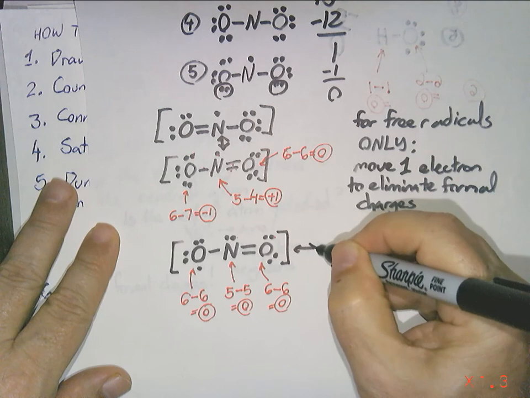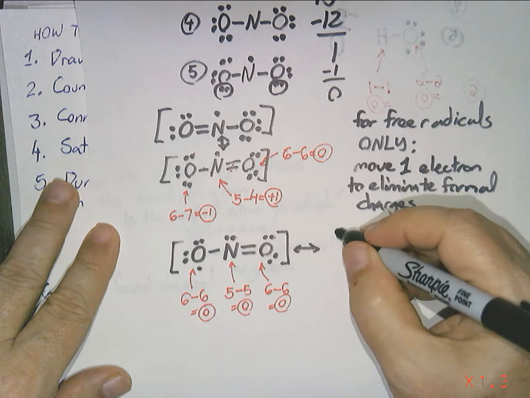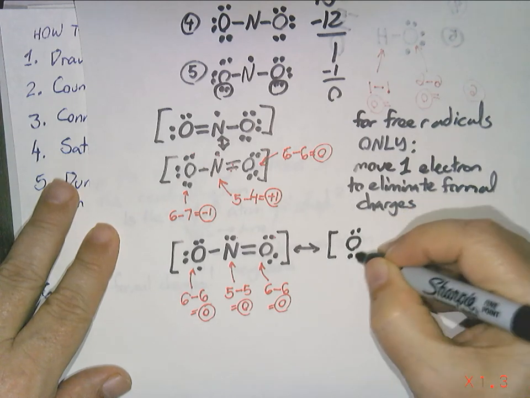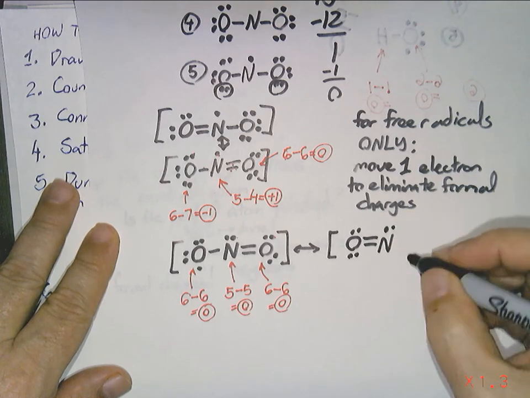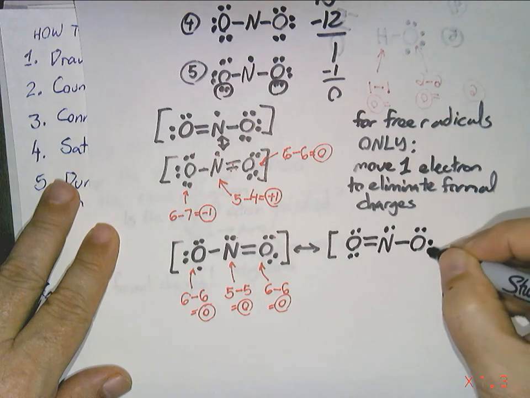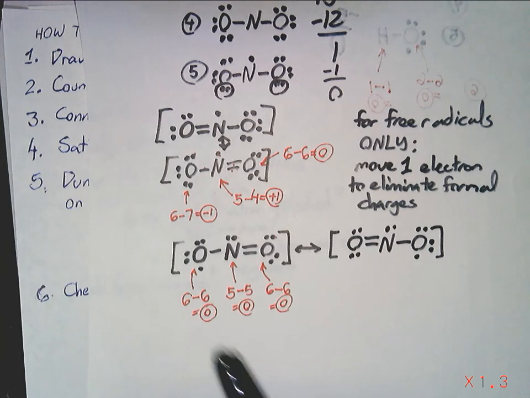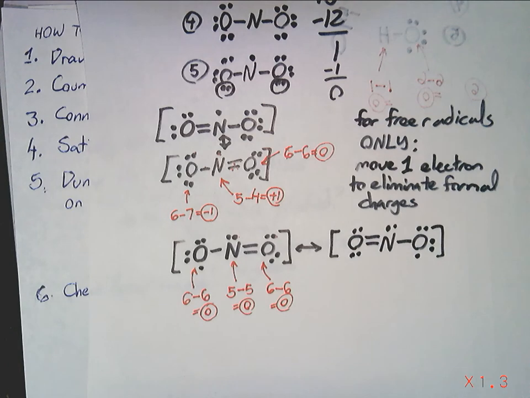Now, notice that I could have done the double bond on the other side. So there'll be a structure that looks like this, with a double bond on the left. And the odd number of electrons on that oxygen there. The formal charges on this one will be the same as this one, so I can't distinguish between these two structures. They're both equally good.